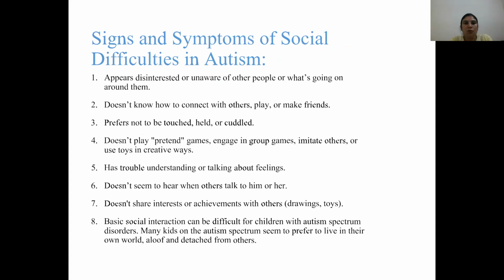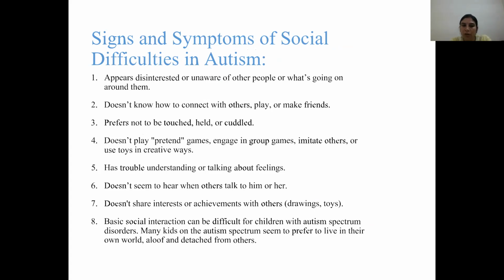Signs and symptoms of social difficulties in autism. Appears disinterested or unaware of other people or what's going on around them. Doesn't know how to connect with others, play, or make friends. Prefers not to be touched, held, or cuddled. Doesn't play pretend games, engage in group games, imitate others, or use toys in creative ways. Has trouble understanding or talking about feelings.